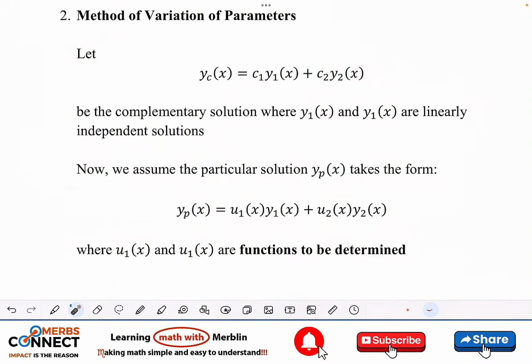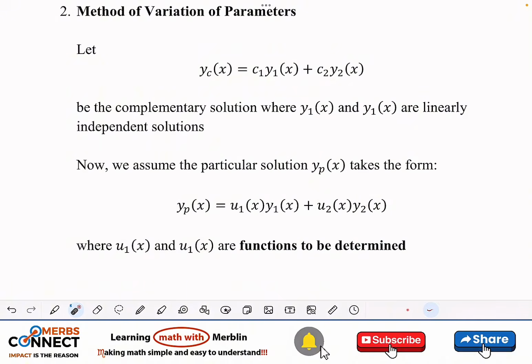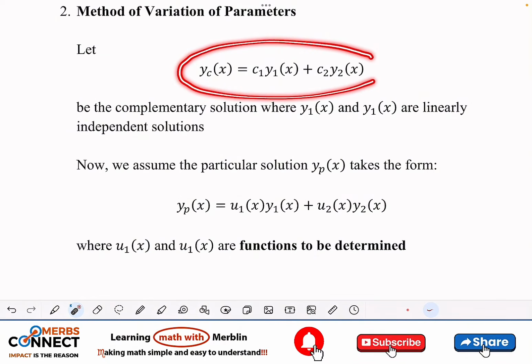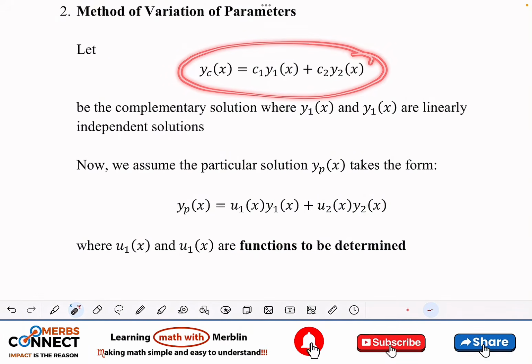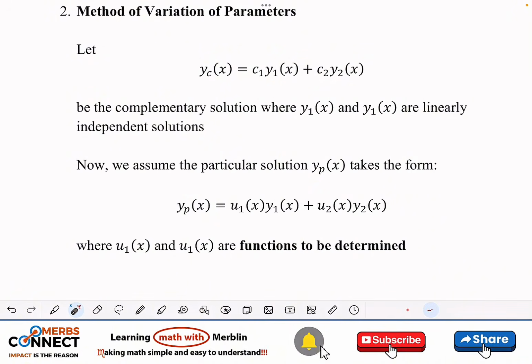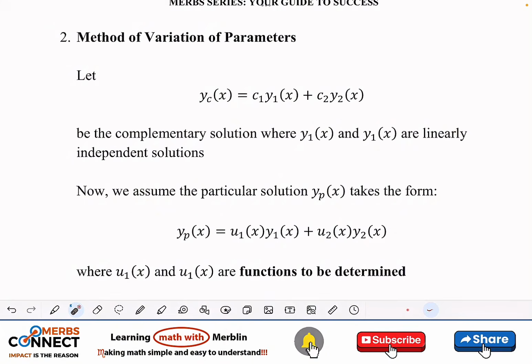Good. So now the same thing with the method of variation of parameters. We solve the complementary solution by solving the homogeneous aspect. And when we get the complementary solution, this is what we are going to do with the method of variation of parameters. We are going to assume that y1 and y2 are linearly independent. It means that the determinant is not equal to 0.